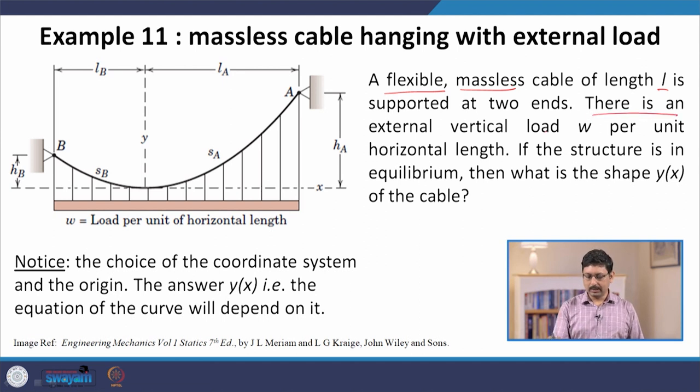Now, there is an external vertical load W per unit horizontal length. This is a continuously applied load, which is, let us say, represented by this horizontal red line, applied everywhere, and the amount of the load, which means a force, is W per unit length. Now, it is given that the structure is static, it is in equilibrium. Then the problem is to determine the shape of the cable.